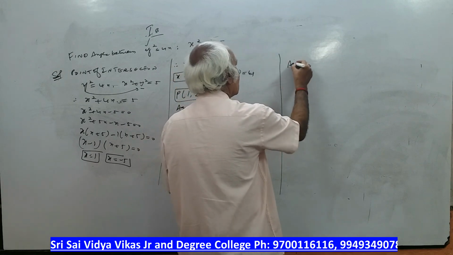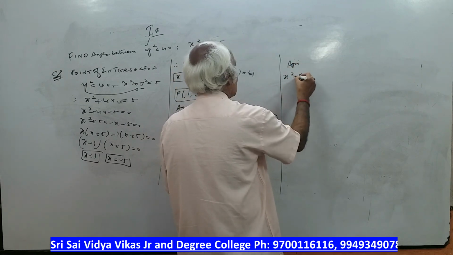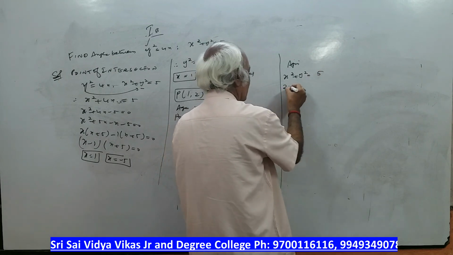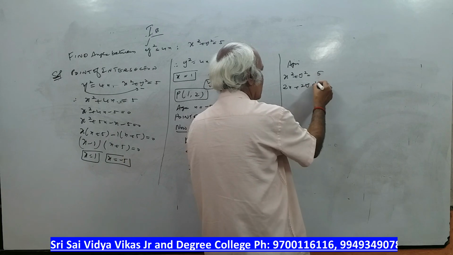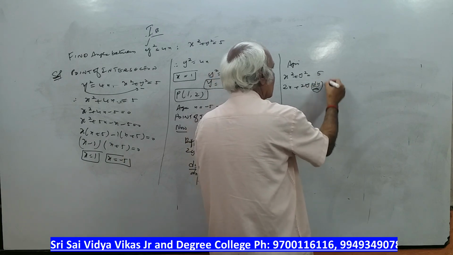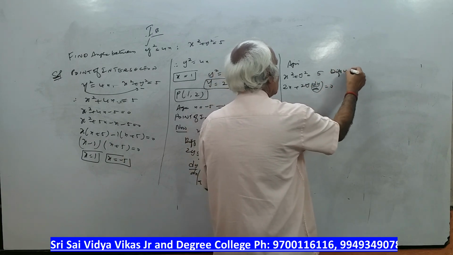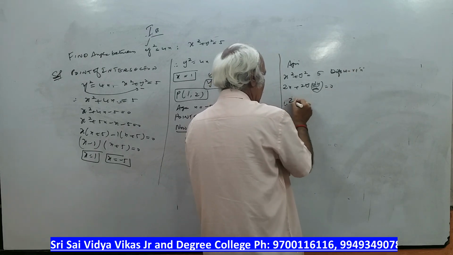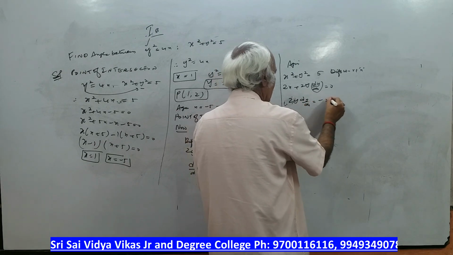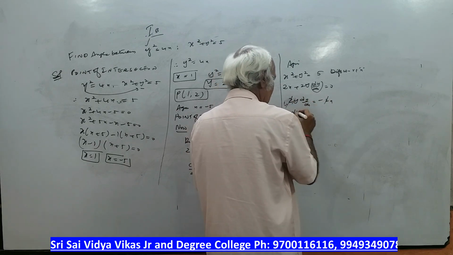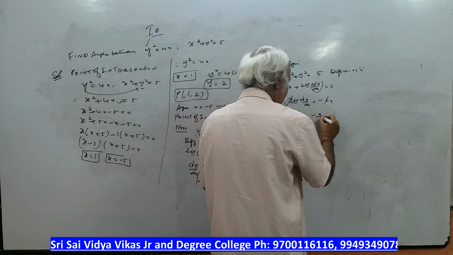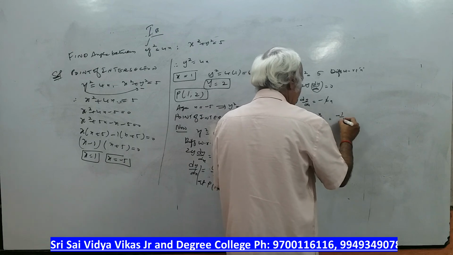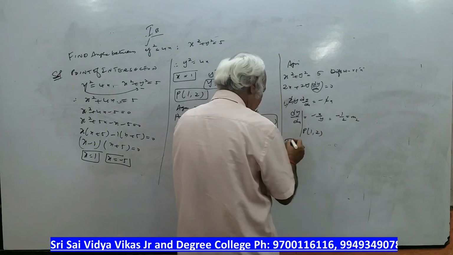Again, the second curve: x square plus y square is equal to 5. So 2x plus 2y into dy by dx is equal to 0. Differentiate with respect to x. So 2x, if you bring this side, 2y into dy by dx is equal to minus 2x, 2 will get cancelled, dy by dx is equal to minus x by y. What is the P point? 1 comma 2. So minus 1 by 2. This is m2.